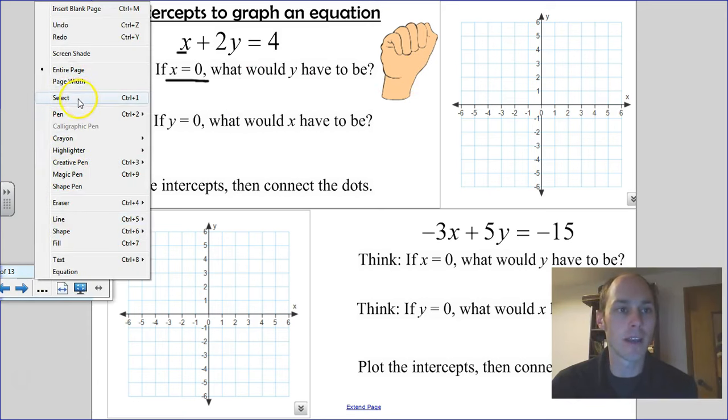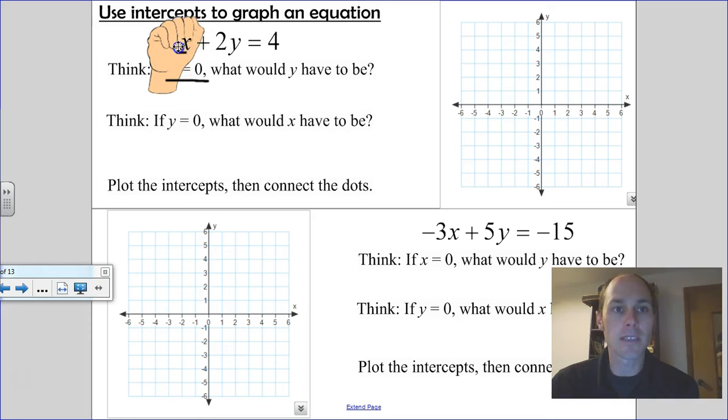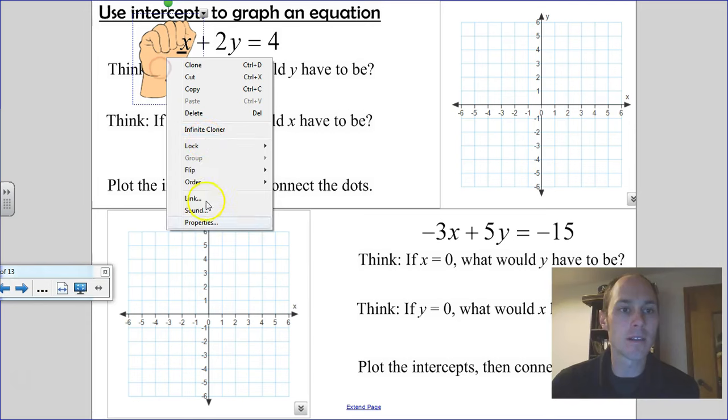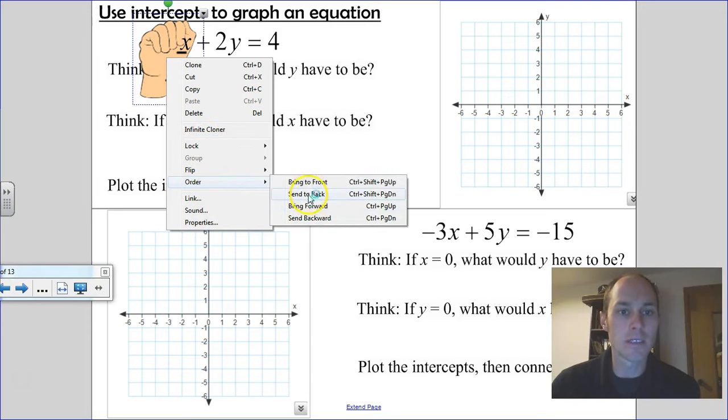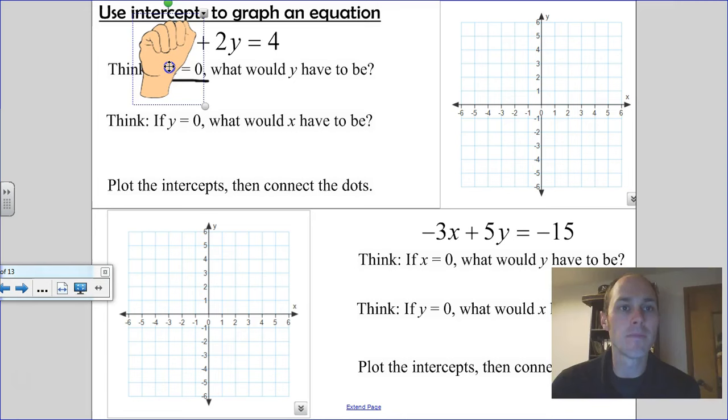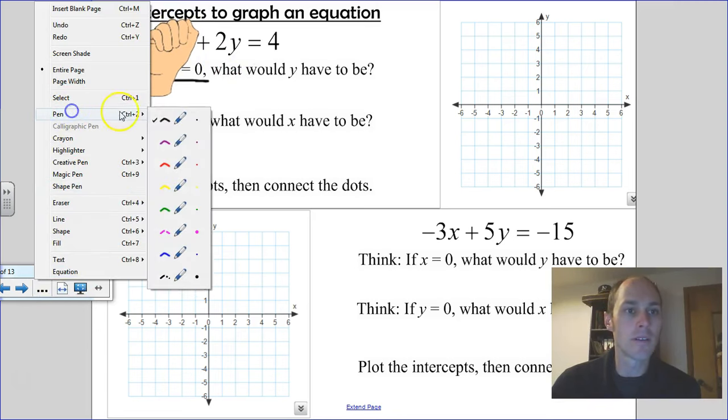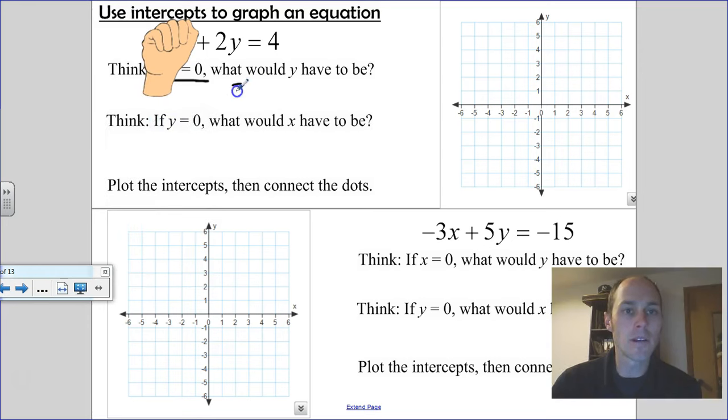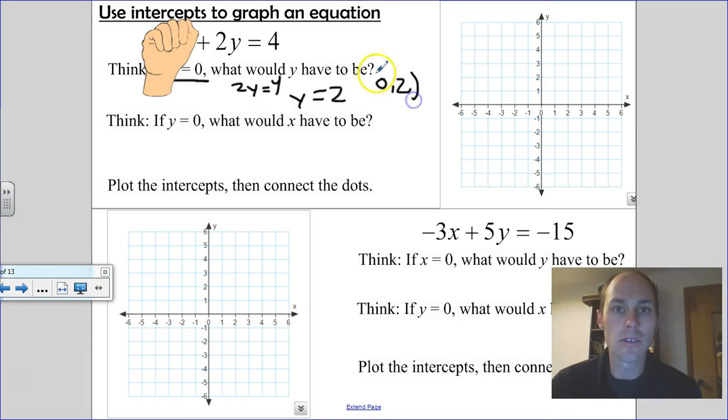So how do we figure out what y would have to be? Well, we can kind of cover that up. Cover up the x because we don't need it. Let's send this to front. There we go. So if I cover up the x, all I know is 2y equals 4. So if 2y equals 4, well, divide by 2, y would have to be 2. So that would mean when x is 0, y is 2. There's my ordered pair, 0, 2. The y-intercept of 2.